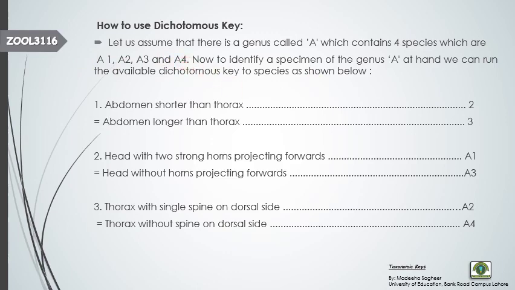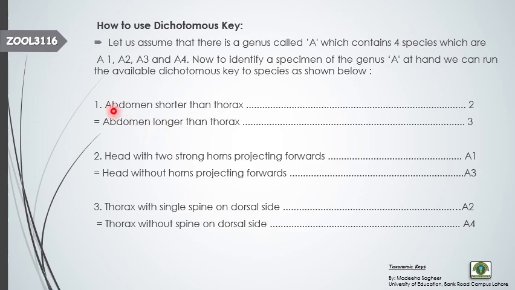Now presume that you have an insect specimen whose abdomen is longer than the thorax, right? Here how many couplets are given? 3 couplets. 1, 2, 3. Alright, each couplet consists of 2 contrasting characteristics. So we presume that we have an insect specimen whose species is unknown, so we want to identify it with the help of our dichotomous key. So suppose abdomen is longer than the thorax.